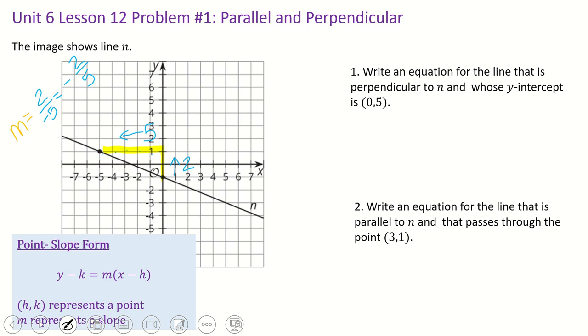So let's take a look at question number 1. Question number 1 says, write an equation of a line that's perpendicular to n and whose y-intercept is at (0, 5).